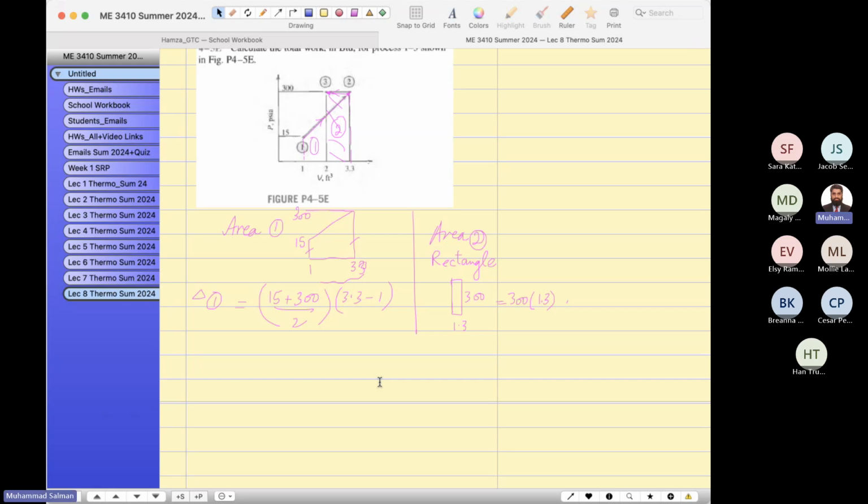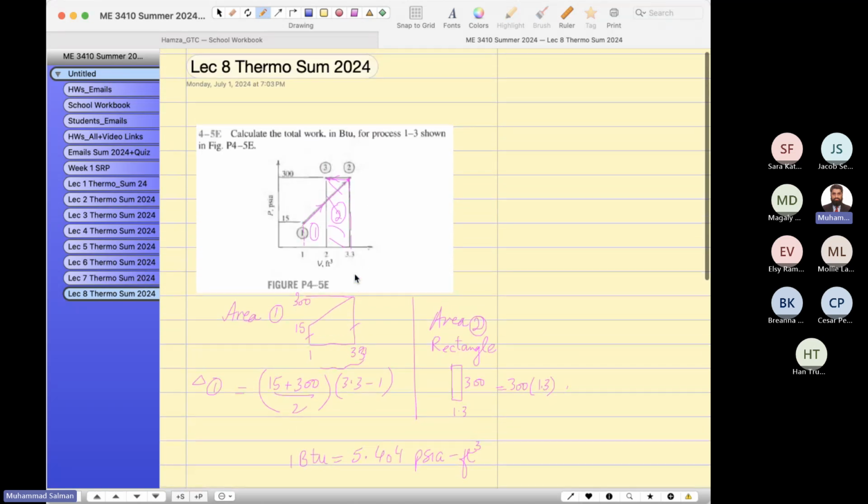So here there is one thing I want to mention, that you will convert this into BTUs. So conversion, how do you convert from foot pound? So 1 BTU is equal to 5.404 psi feet cube. So I think you can convert it because our answer should be in BTU, British thermal units.